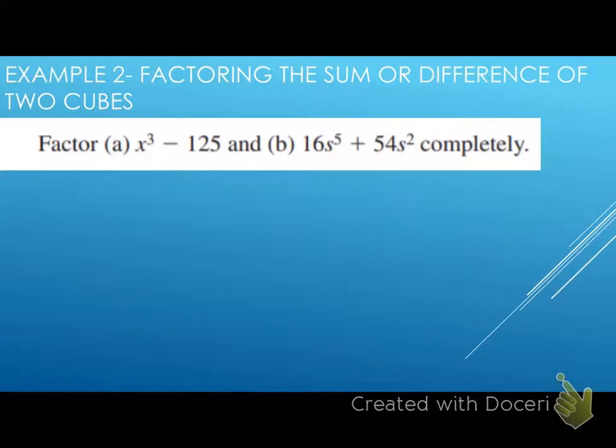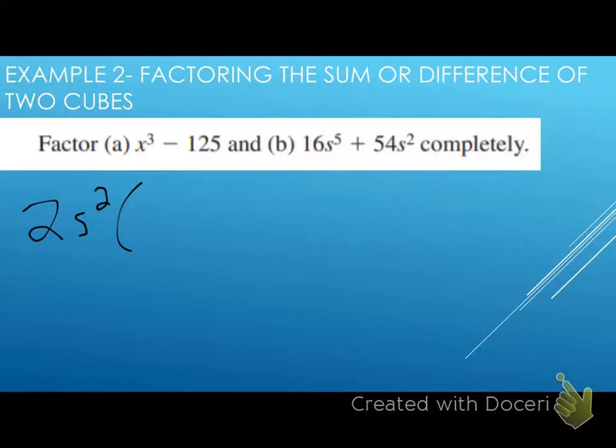What did we do at the very beginning of class? Find the greatest common factor and factor that out, right? So, what would be the biggest number that goes into both 16 and 54? 8. Does 8 go into 54? No. Does 4 go into 54? 2. Yeah? How many s's do they have in common? 2. So my GCF is 2s squared.